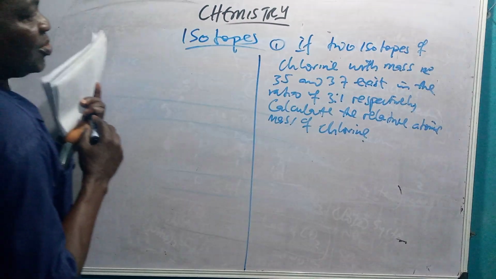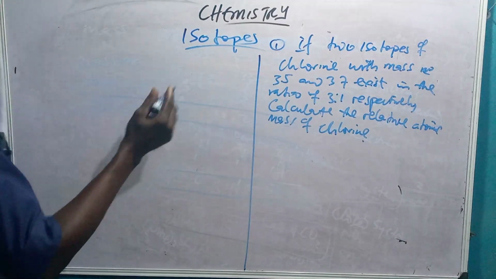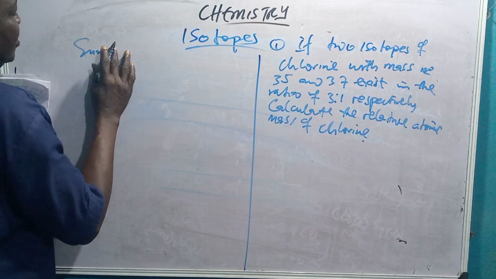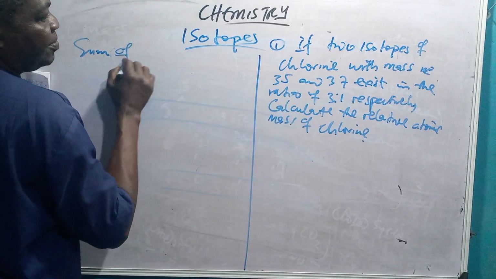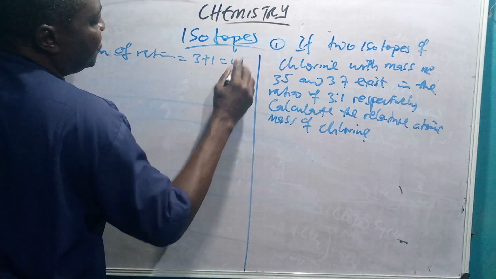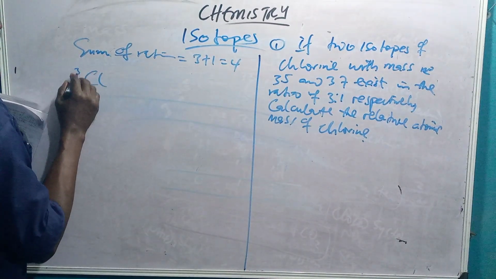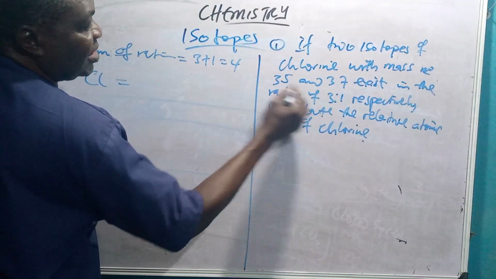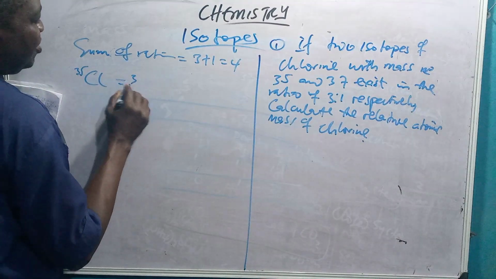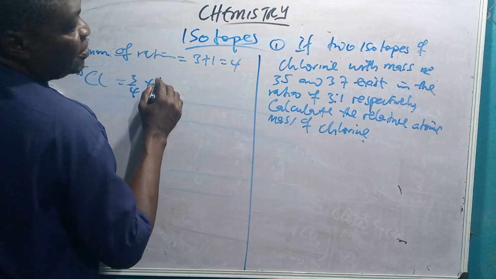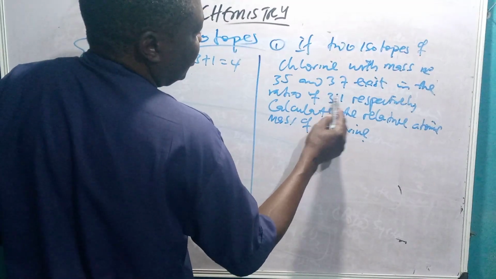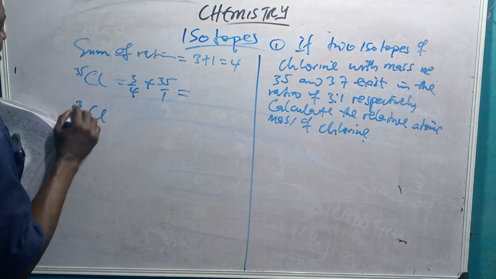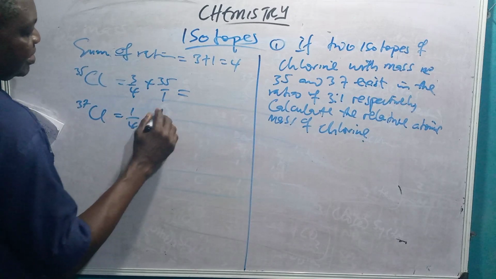We do the solving here. These questions were actually extracted from some fine textbooks and past questions. So you look at it, you have two isotopes of chlorine. First of all, the sum of the ratio: 3 plus 1, which is 4. Then for isotope 35, the first one, you arrange it the way they occur: 3 over 4 times 35 over 1. Then for chlorine 37, you have 1 over 4 times 37 over 1.